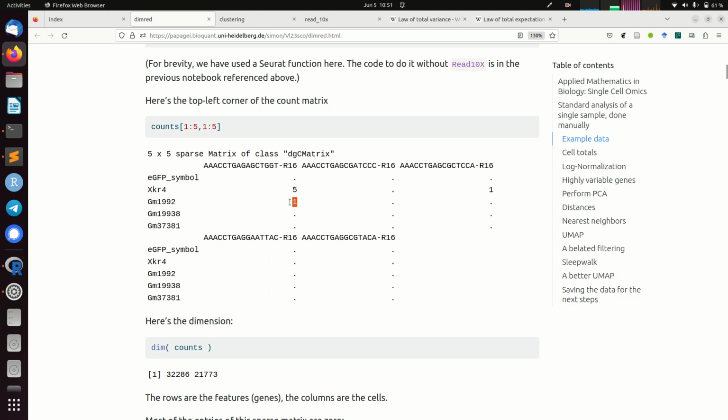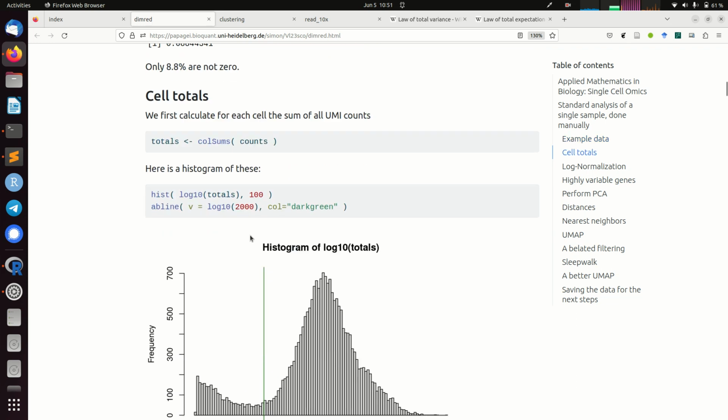I've written K for the number we read off here, and I've written S for the cell totals. So S is just the sum of these Ks over all the genes for a given cell, so that K_j over S_j is the observed fraction.